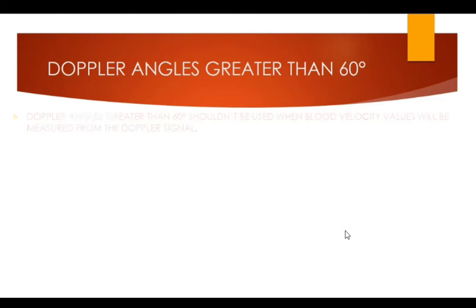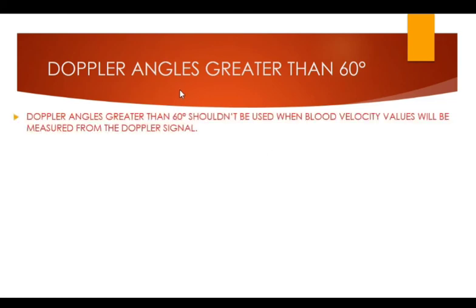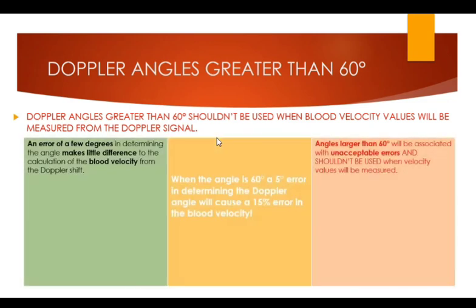The main thing that we're going to remember is that Doppler angles greater than 60 degrees shouldn't be used when blood velocity values are being measured from the Doppler signal. Basically, if the Doppler angle is greater than 60, we're not going to use it. The reason for that is because of errors. An error of a few degrees when we're trying to get our Doppler angle doesn't make a massive difference to the calculation of blood velocity.